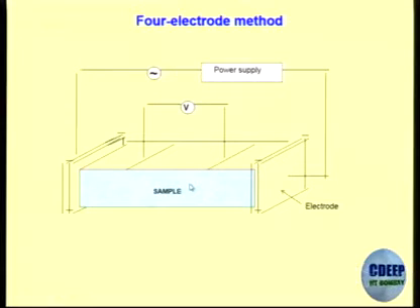Now this helps you in a way that the effect of the electrode is not felt at the point of measurement, and hence 4 electrode measurements are better as compared to 2 electrode methods.